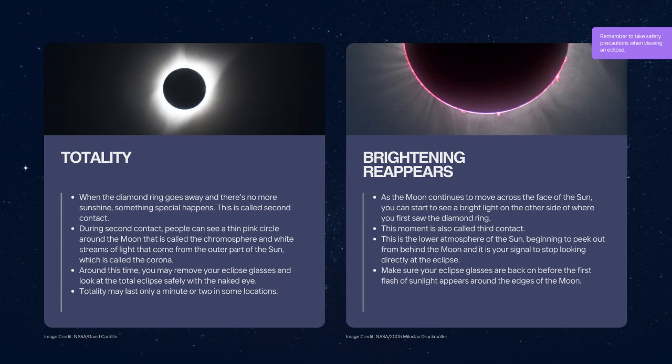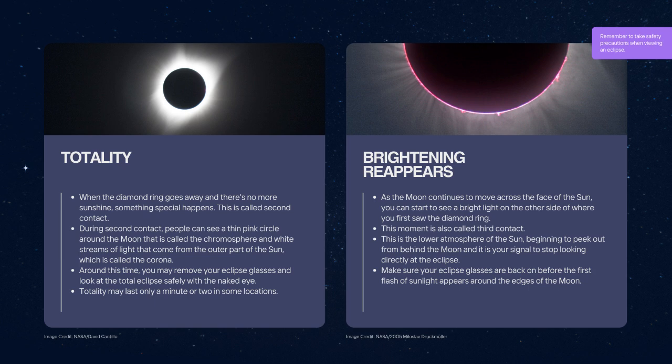Totality. When the diamond ring goes away and there's no more sunshine, something special happens. This is called second contact. During second contact, people can see a thin pink circle around the moon that is called the chromosphere and white streams of light that come from the outer part of the sun, which is called the corona. Around this time, you may remove your eclipse glasses and look at the total eclipse safely with the naked eye. Totality may last only a minute or two in some locations.